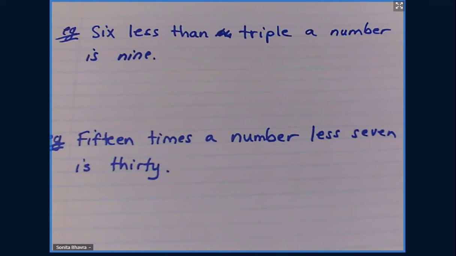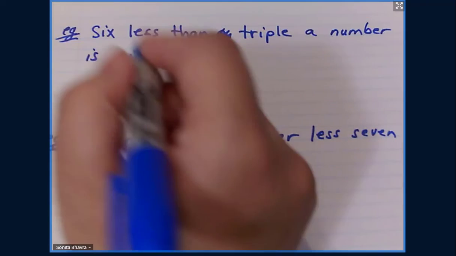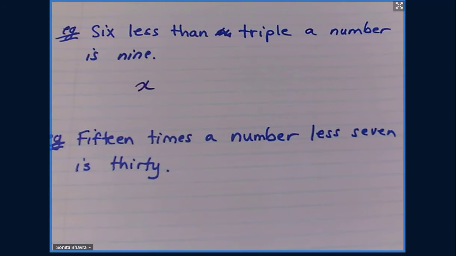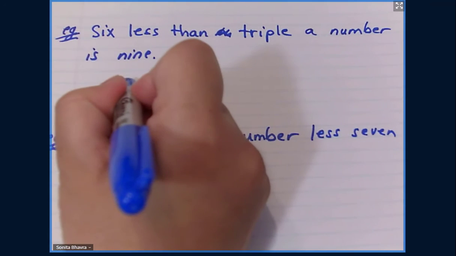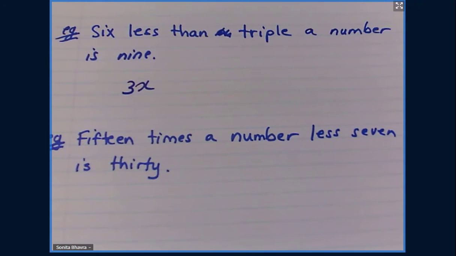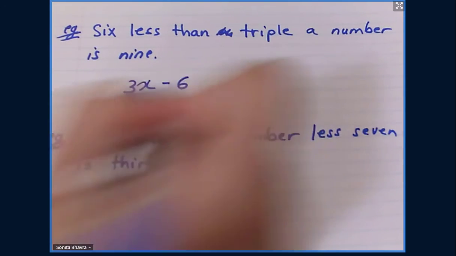All right, so we have a couple examples here to try. The first one is 6 less than triple a number is 9. So when we say triple a number, we know like double a number would be times 2. So triple a number, you would be multiplying by 3. So we have to first state a variable. So let's just use x as our variable. So we have x. And 6 less than triple a number. So triple the number first, that would be 3x. Then we also know that there's 6 less than triple a number. So it has to be 3x minus 6.